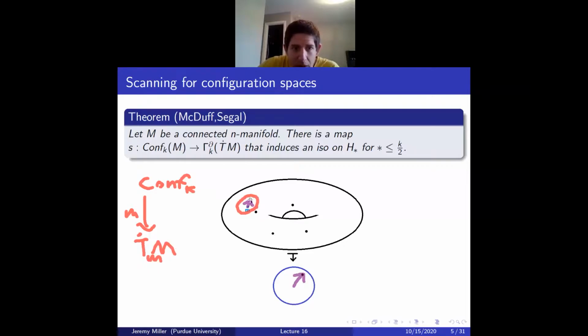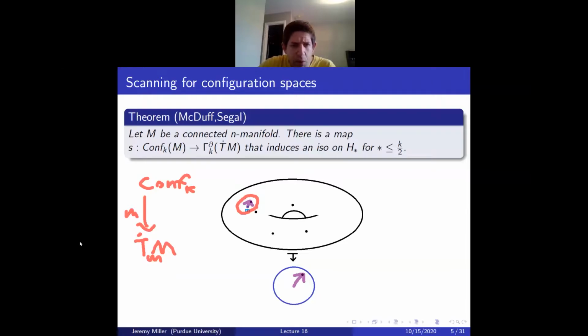And then if you see one point in your small disk, you draw an arrow. If you see no points, it's the point at infinity. And you just pick your disk small enough so you don't see two points. That is going to be what this map is.